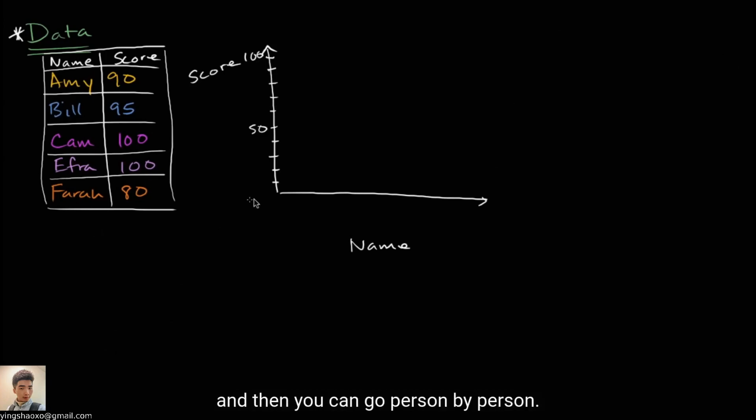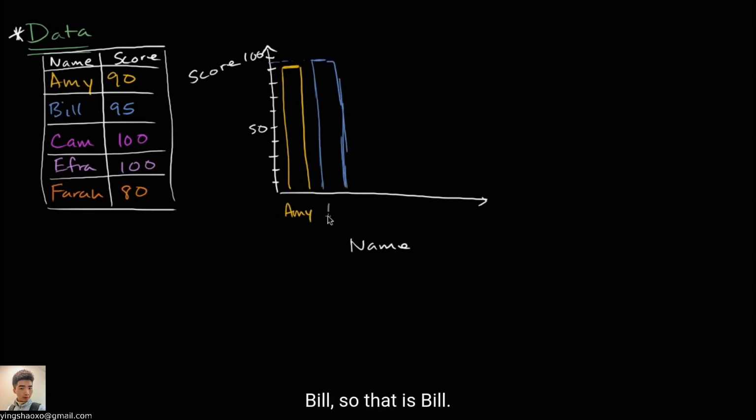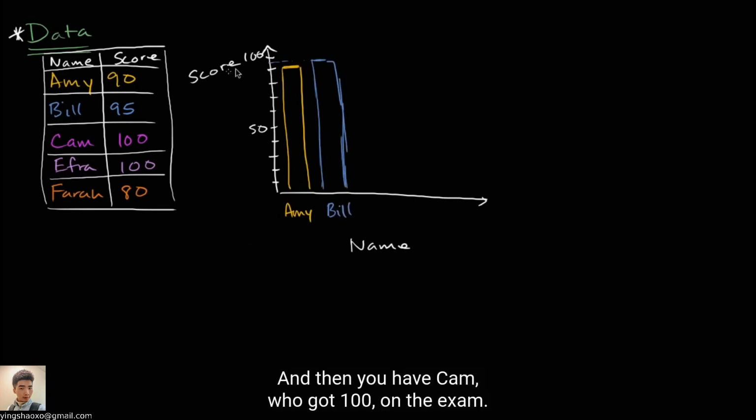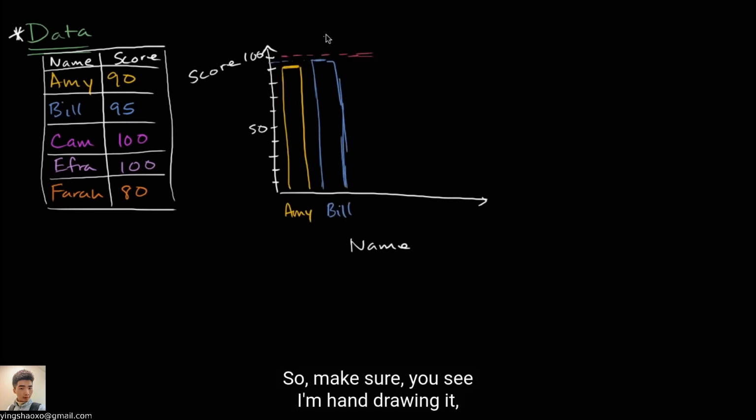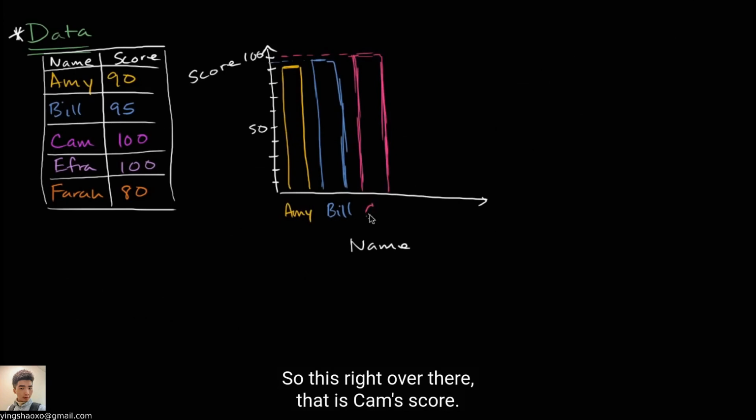And then you could go person by person. Amy got a 90 on the exam, so the bar will go up to 90. So that is Amy. Then Bill got a 95, between 90 and 100, so it's going to be right over there. That is Bill. Then you have Cam, who got 100 on the exam. Obviously, I'm hand drawing it, so it's not as precise as if I were to do it on a computer. This right over there is Cam's score.